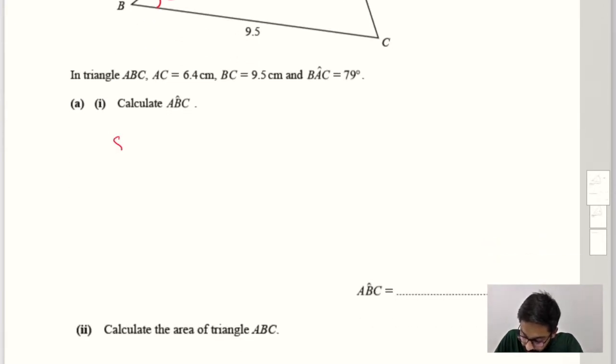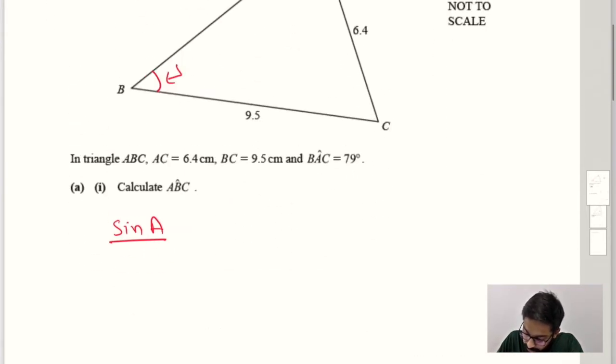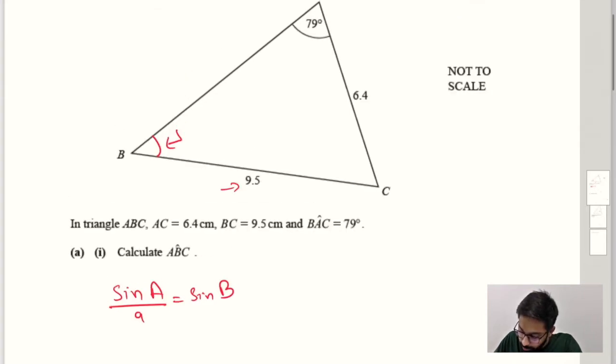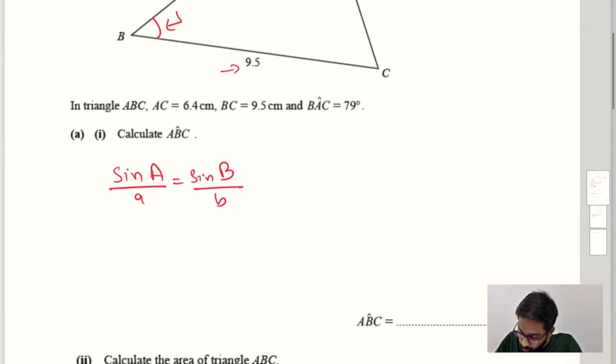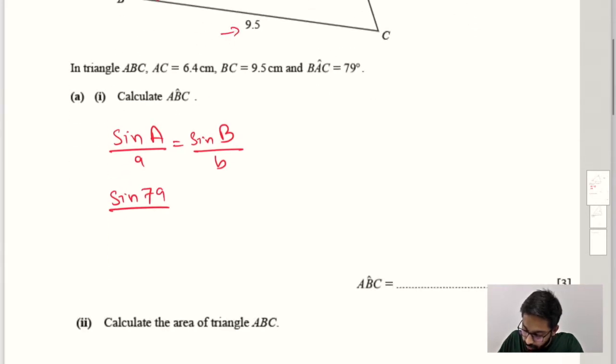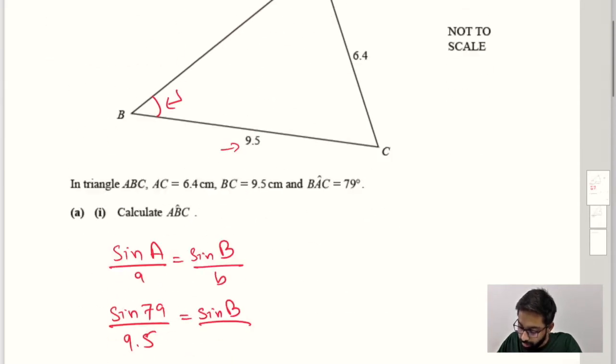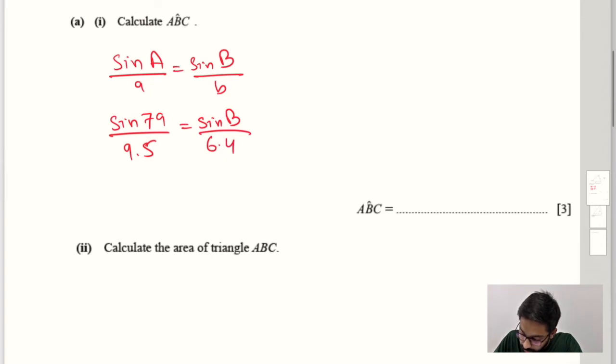The shortest way to find it is using this formula: sine A, or the sine of angle A, over the length of A, which is 9.5. So we use A, we just write the formula first, and then sine B, angle B, over the length of B, which is 6.4. Now we plug in the values. So sine 79 over 9.5 is equal to sine B over the length 6.4.